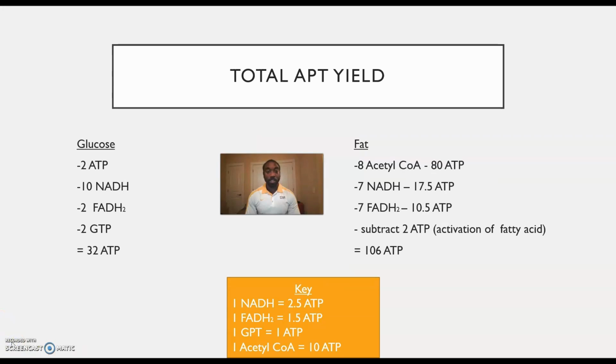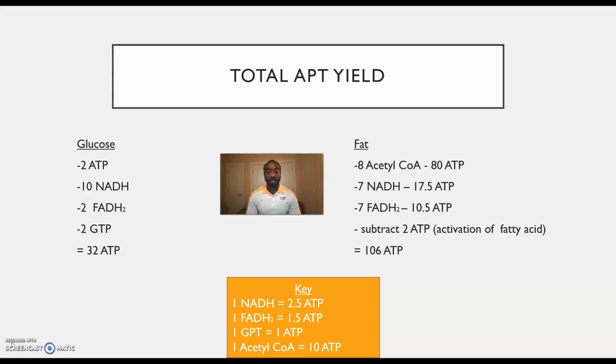Next is the total yield of ATP. On the left, we have glucose, which has 2 ATP, 10 NADH, 2 FADH2, 2 GTP, which gives us a total of 32 ATP.